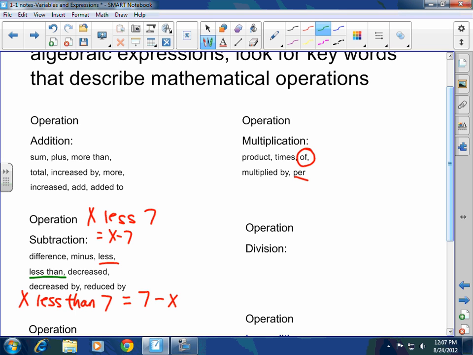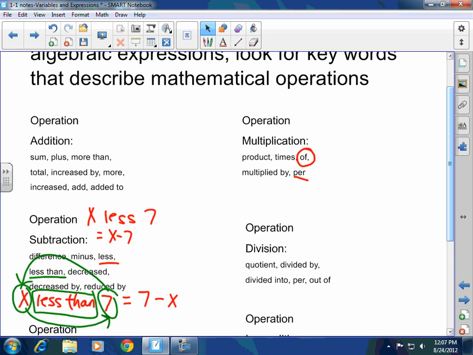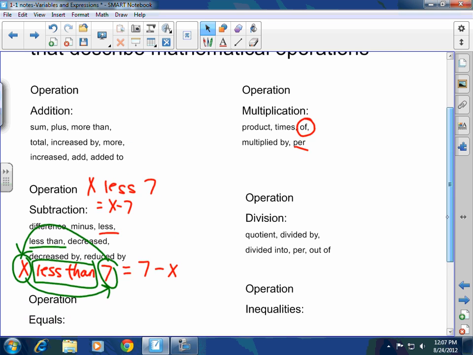So why? Whenever you have this less than, gentlemen, that indicates, hey, flip the end for the beginning. Bring that last value to the front and that first value to the back. So less than indicates switch. You feel me? Awesome. Now, division: quotient, divided by, divided into, per, out of. Those all indicate division.